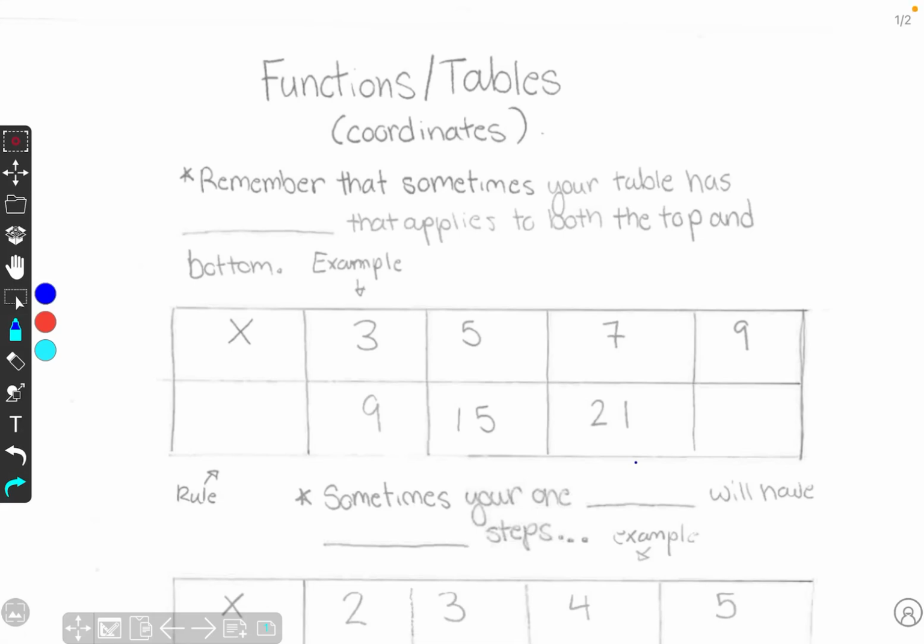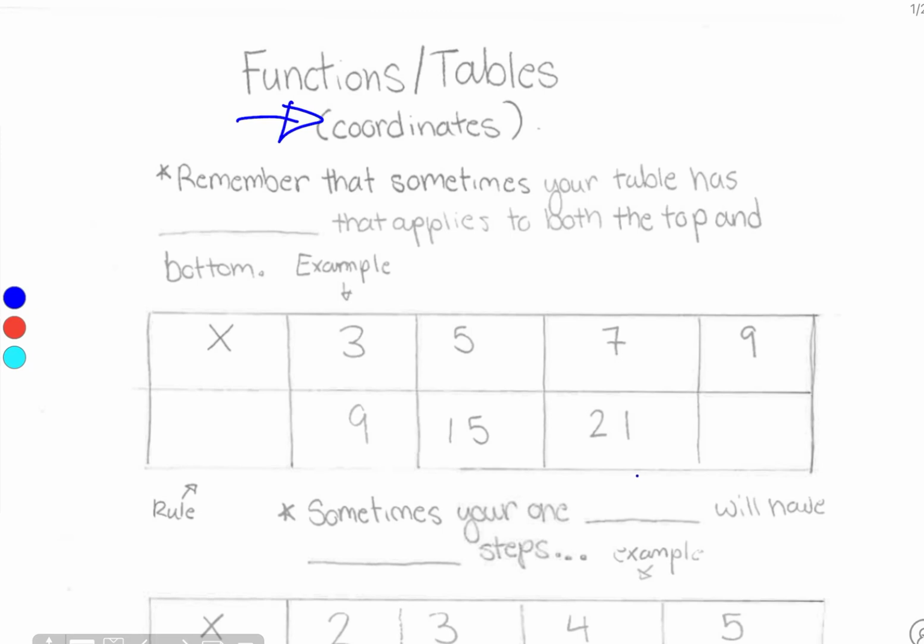Okay, everybody, today we're going to talk about functions and tables, and then we're going to apply that to coordinates. Coordinates is something used on a coordinate plane to show where something exists, but we're going to start with a function table that we've used before. Sometimes your table is going to have two rules, but sometimes your table is just going to have one rule. And think about it as a washing machine.